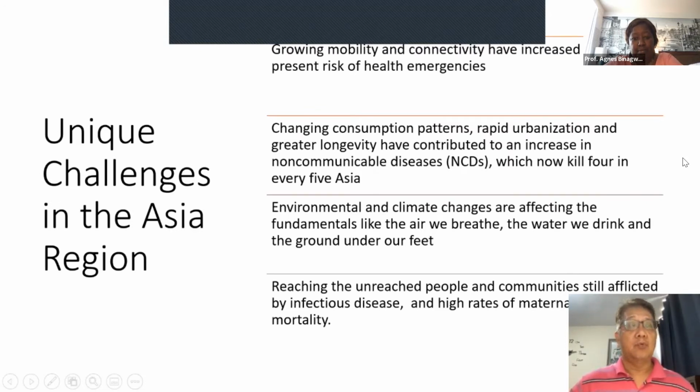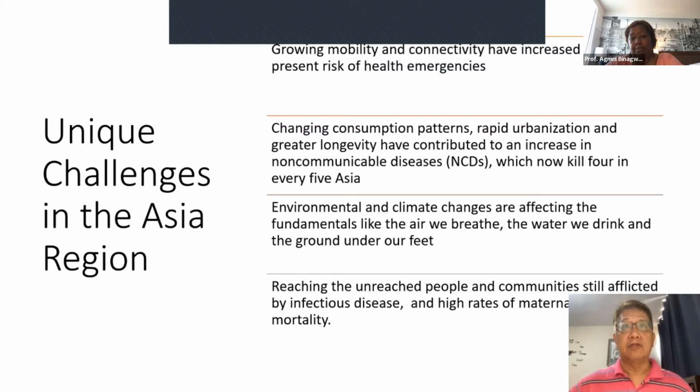Let me present to you the unique challenges in the Asia region in terms of the climate change and environmental crisis. First of all, even prior to the pandemic, there is this growing mobility and connectivity even among Asians themselves, whether you want to travel to China or to the Philippines or in different places. The connectivity and mobility is such that it provides the ever-present risk of health emergencies, and as it happened, we experienced and we are still experiencing the COVID-19 pandemic.